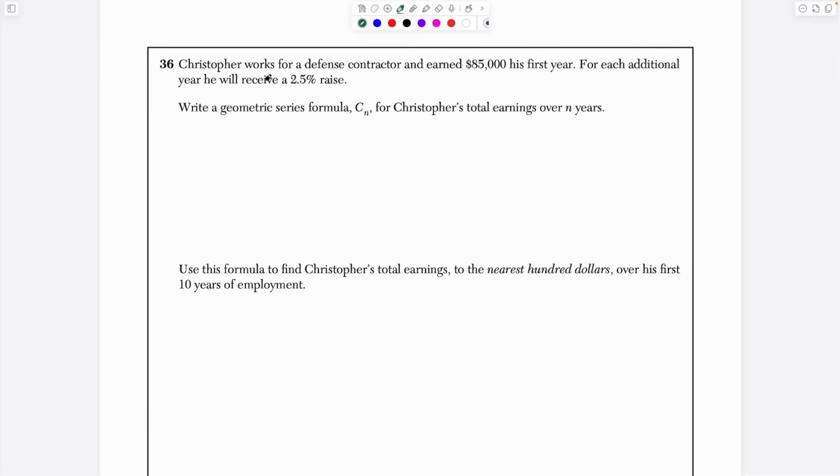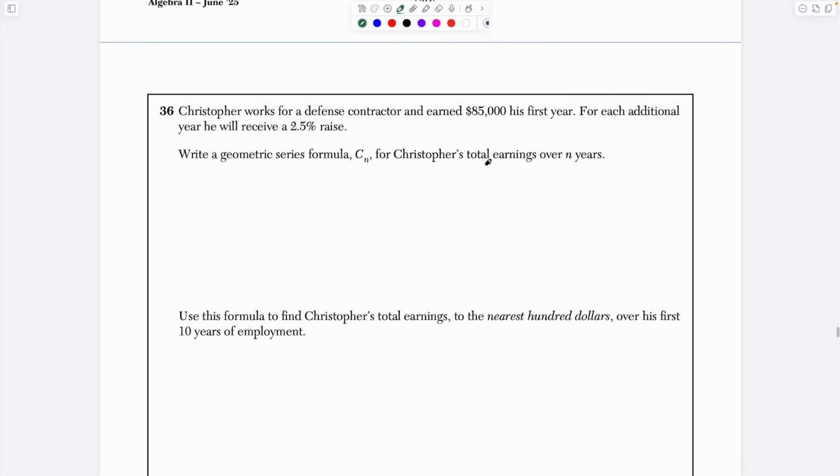Question 36, Christopher works for a defense contractor and earns $85,000 his first year. For each additional year, he will receive a 2.5% raise. Write a geometric series formula C sub n for Christopher's total earnings over n years.